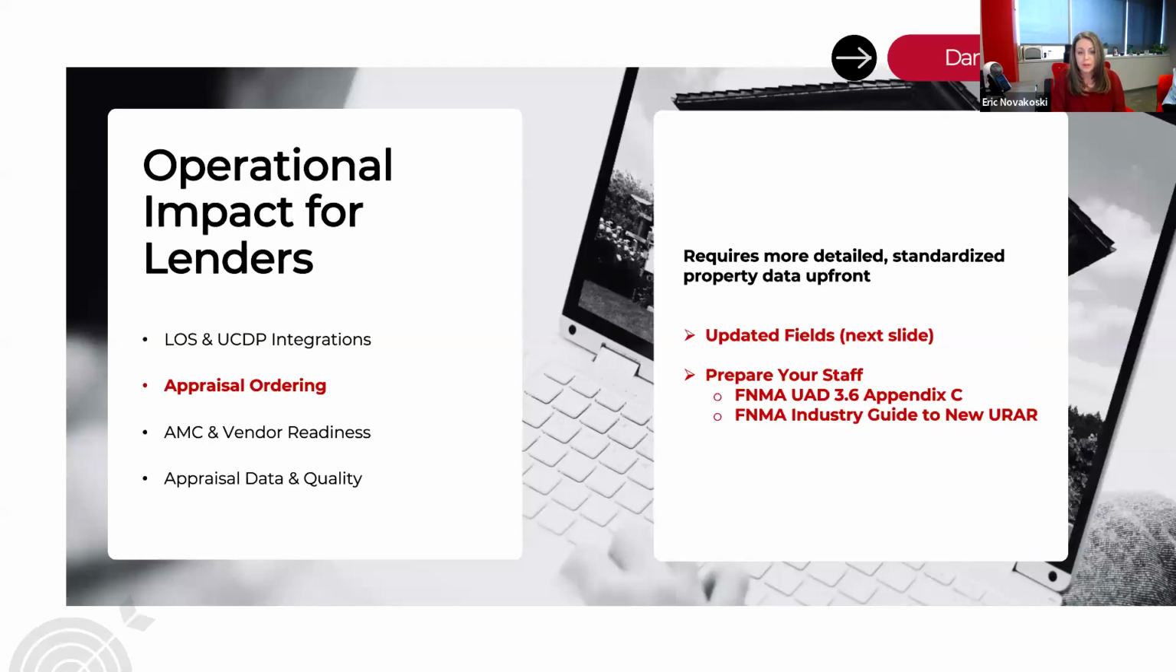Next up, appraisal ordering. There will be some changes to the workflow here. In the world of UAD 3.6, it's not just about selecting a numbered form from a dropdown. More pieces of information will be requested up front. And while this may take some time to get used to, it'll mean that we have more clarity from the start, which should mean less confusion and fewer changes later on.